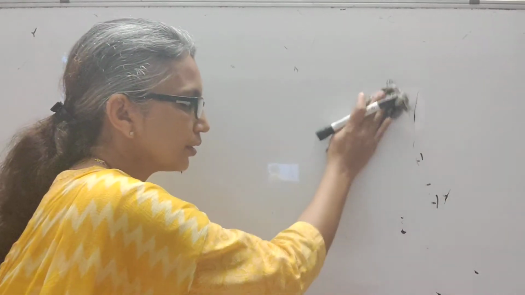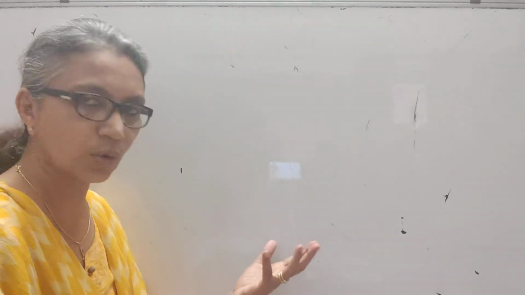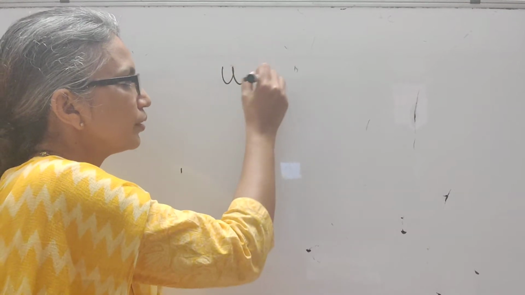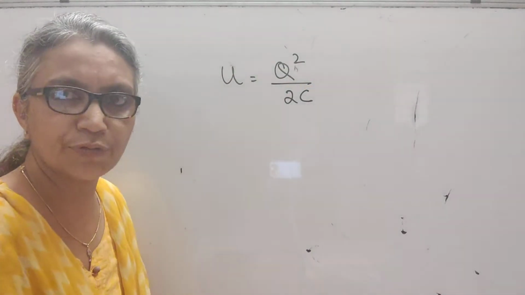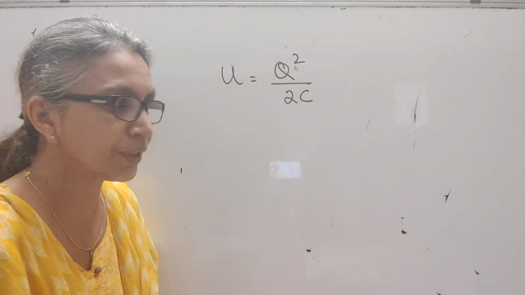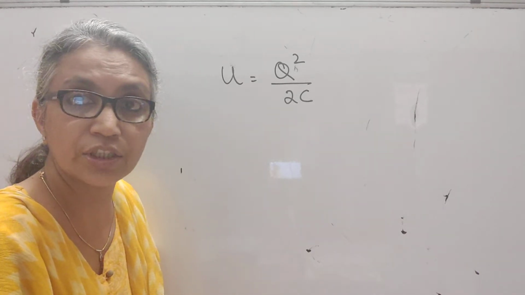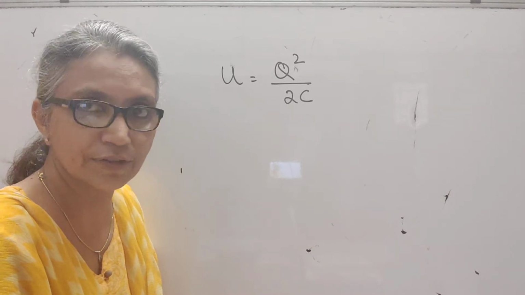Then the next topic that I want to discuss with you is a follow-up of this. Energy stored, you got the equation as half CV square, Q square by 2C, or half QV. Depending on what factors are given to you, you may use that equation. Now, we need to find out an expression for energy density. Energy density means the energy stored in unit volume.